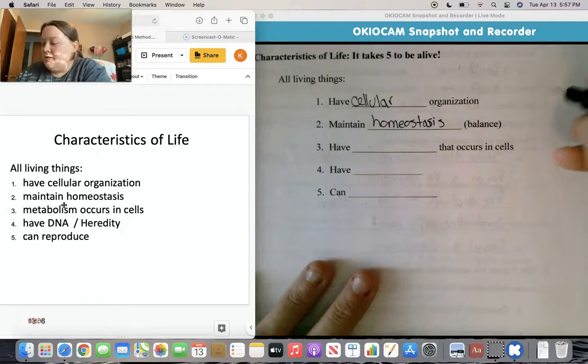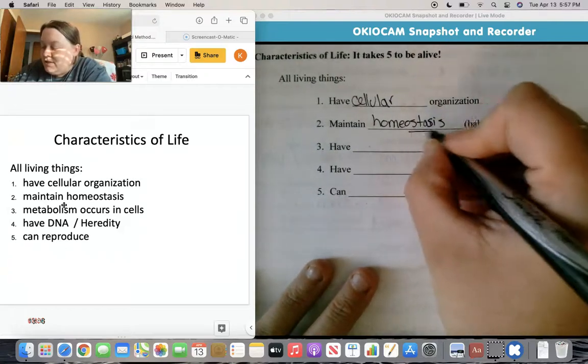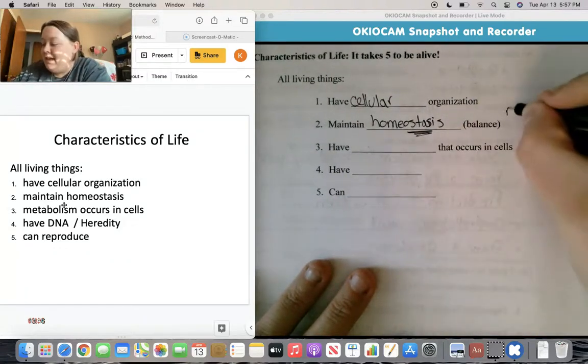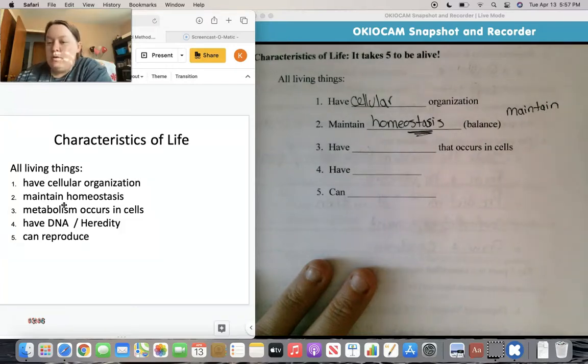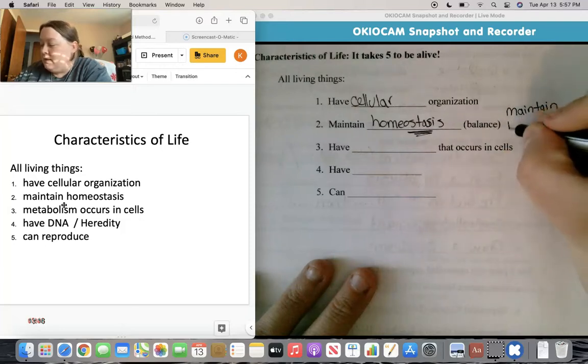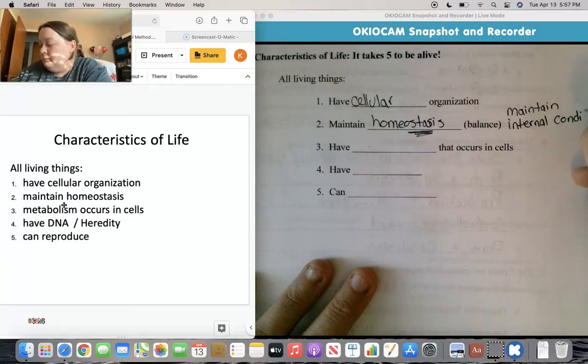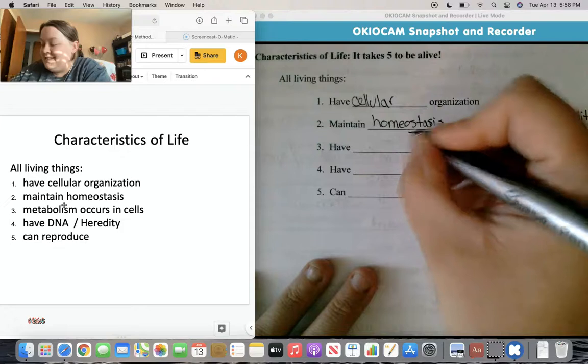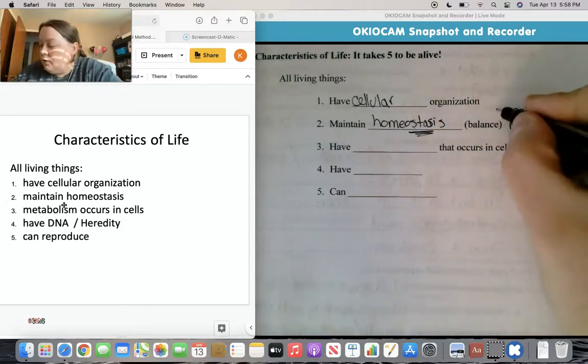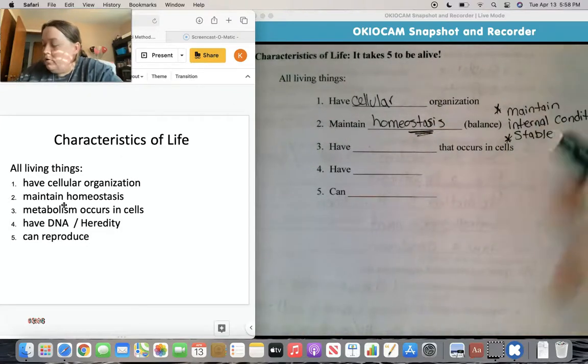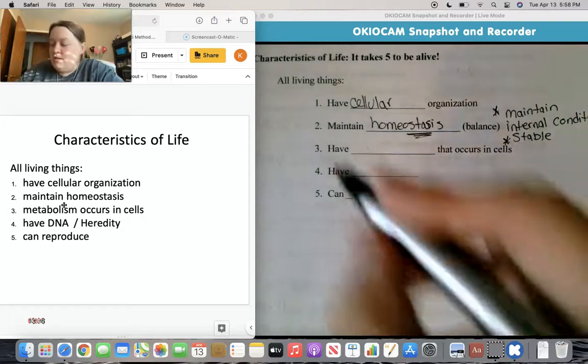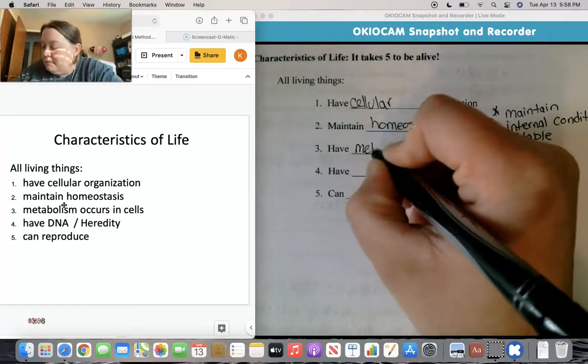Homeostasis is balance, stability, ability to stay the same, to maintain an internal condition. If your question is asking about homeostasis, or the answer is homeostasis, you're going to have the words balance, maintain, internal condition, stable, stasis. These are your key words for homeostasis. All living things also have metabolism.